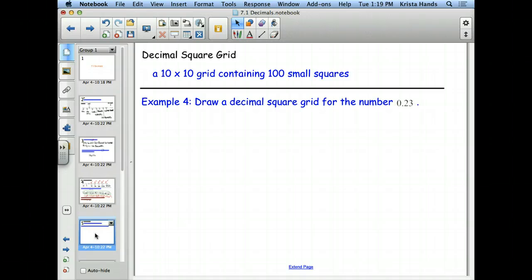All right, so one of the things that we can do is we can actually draw what's called a decimal square grid. This is sort of the visual imagery of what's going on. And in a decimal square grid, we're going to see if I can find out where this is again.